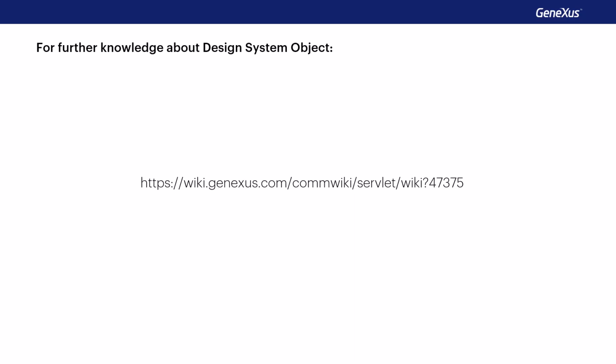This video sums up how to create and modify a design system object, and how to extend it by importing definitions of another design system object. Another possible way, which will be shown in another video, is to import a full design made by designers from Sketch. To learn more about the design system object, we invite you to visit the following wiki page.